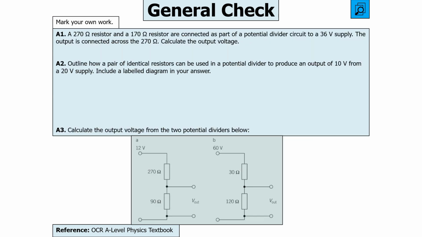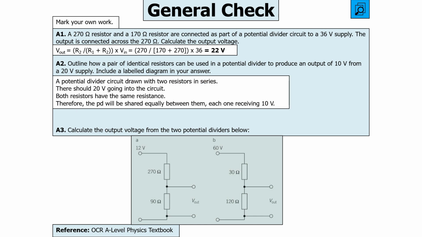Well, in this first one, we've got to use the potential divider equation. So V out is equal to R2 over R1 plus R2 times by the input voltage. So that's 270, the second resistor, over the two values added up, times that by 36 is 22 volts. Now our circuit here needs to be a potential divider, so it needs to be two resistors in series. Now that tells us there should be 20 volts going into the circuit from the supply. It then needs to be split equally between two outputs, so they must have the same resistance, because that will allow the potential difference to be shared equally.